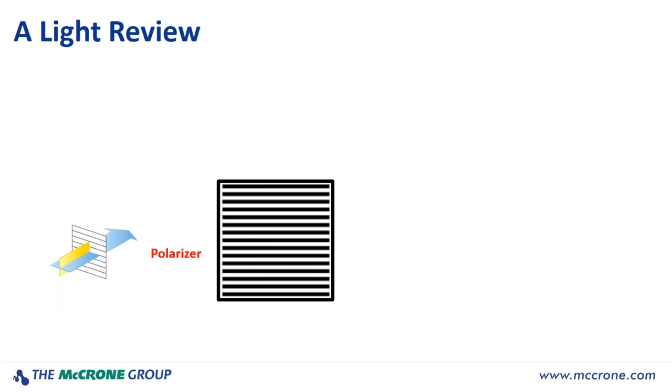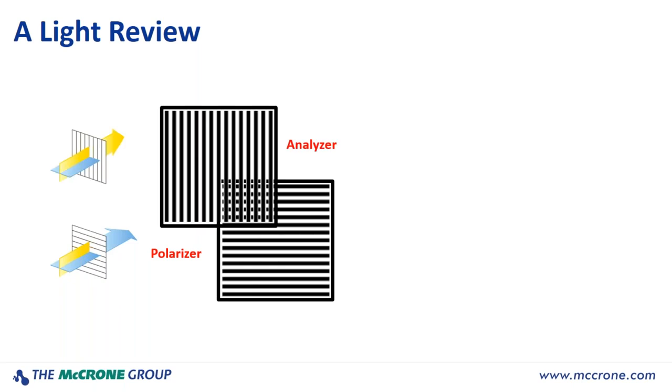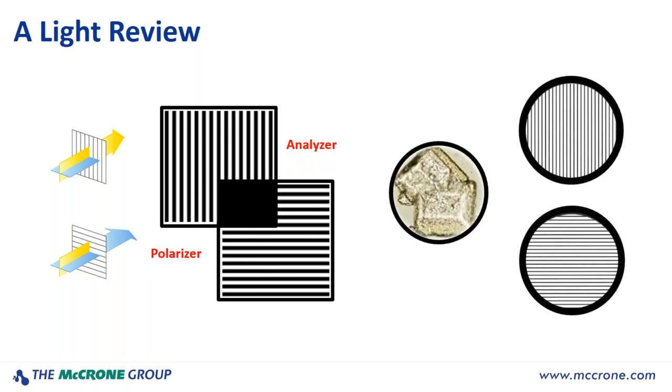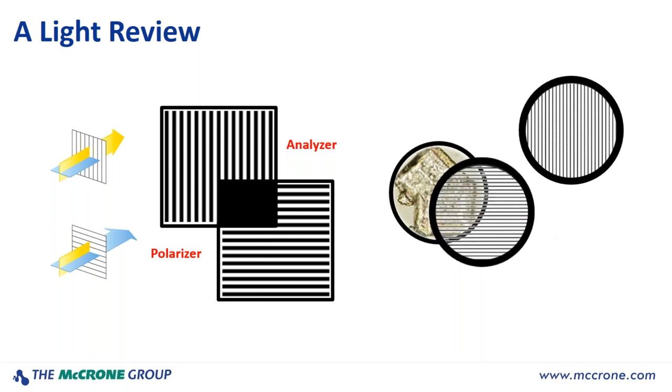When two pieces of polarizing film are oriented at right angles to each other, or crossed, all the light rays are blocked, resulting in a black field. If a transparent crystalline material or particle is placed between the polarizer and the analyzer, it produces refraction, birefringence, extinction, and an interference figure. These phenomena form the basis of the particle analysis with polarized light.